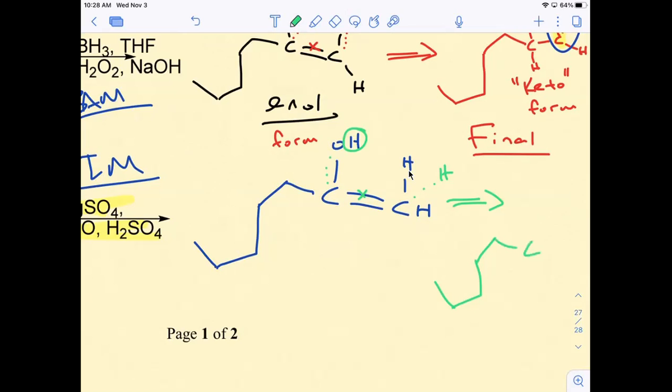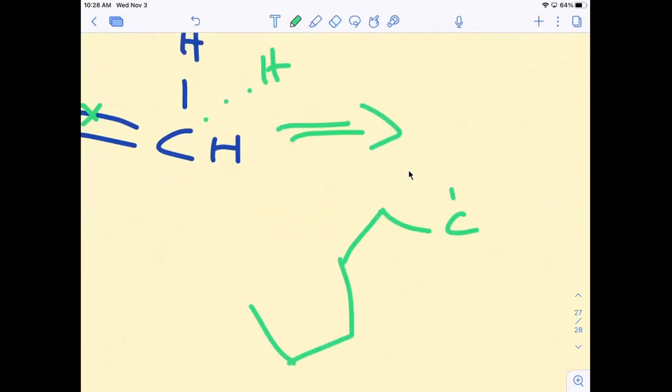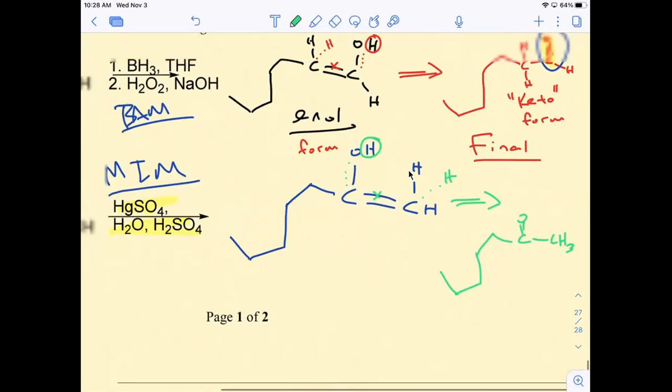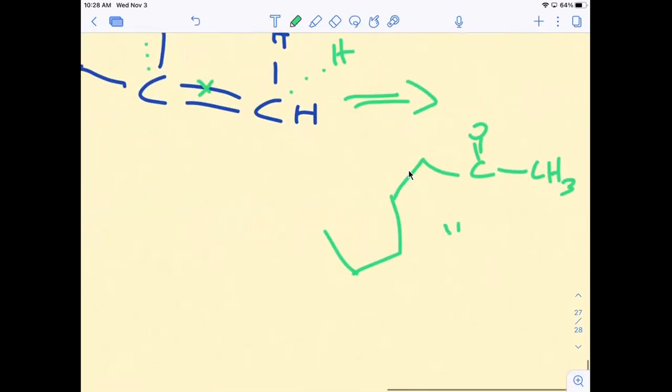So this is going to be C. This is sloppy. Hold up. This is going to be C double bond O, and then this carbon out here is going to become a CH3 like that. Anybody disagree with that? So to go from enol to the keto form, actually, I'm going to leave that because that actually is a ketone.